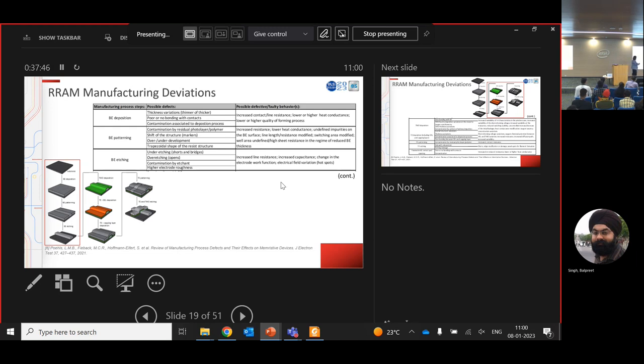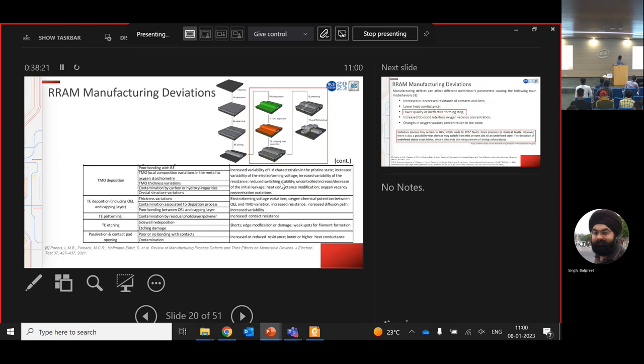And when you think about these possible defects, what can happen in terms of faulty behavior? What will be the behavior of this device? We can have increased contact line resistance. For example, this can affect the quality of the forming process. If you have a really thinner or thicker bottom electrode, we can have a lower or higher heat conductance. So you can have different fault behaviors associated with each physical deviation here.